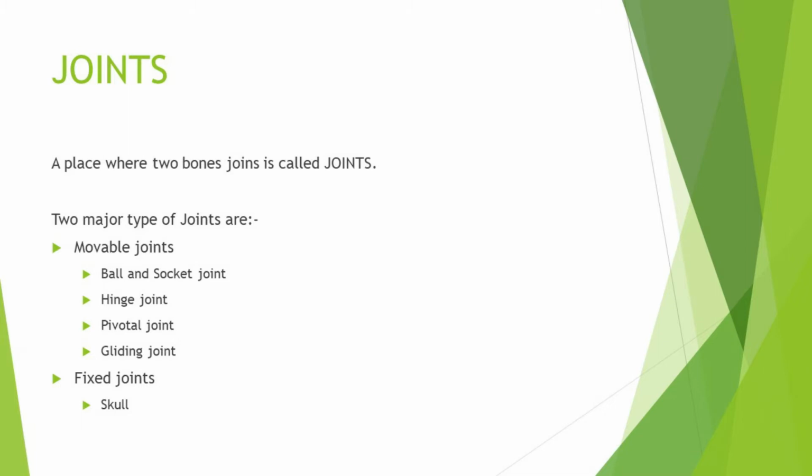Now, types of joints. The two major types of joints are movable joints and immovable or fixed joints. Movable joints are the ball and socket joint, hinge joint, pivotal joint and gliding joint, whereas in immovable or fixed joints there is only one, that is the skull.